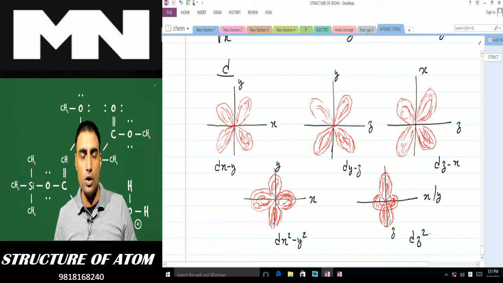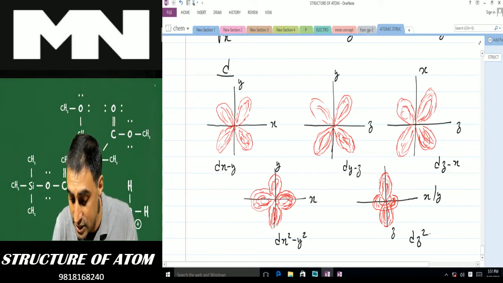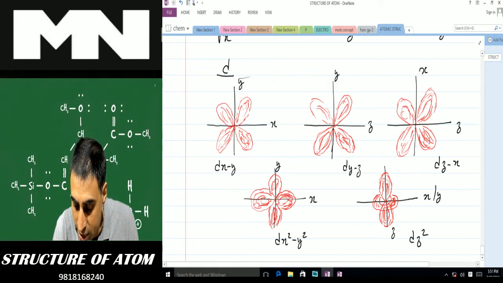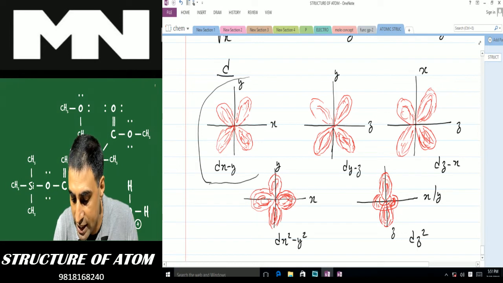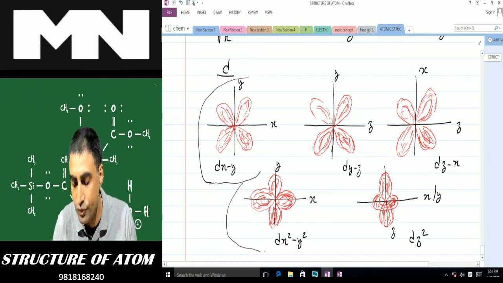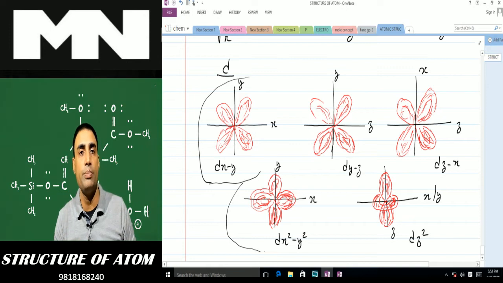So the electrons of the d subshell can orient themselves in three-dimensional space in 5 different ways. Dear students, here I would like to add one more thing: these 3 orbitals behave in one way because they are in the interaxial plane, and these two orbitals behave in a different way because they are directly on the axes. The first three orbitals are in the interaxial plane, so their behavior is similar.